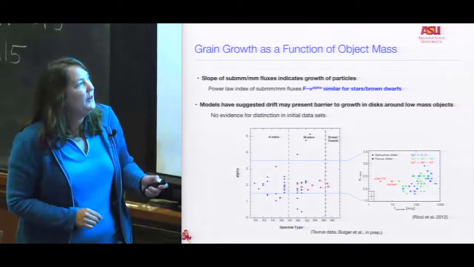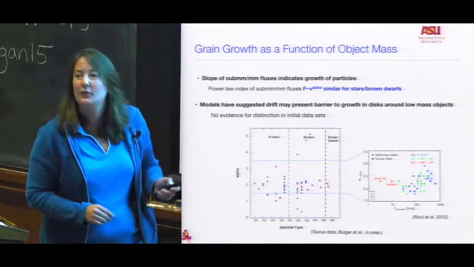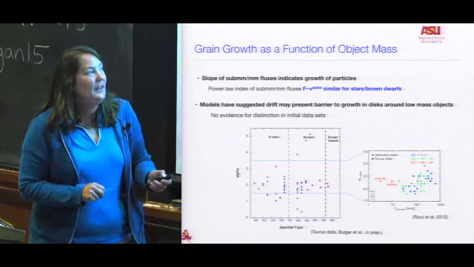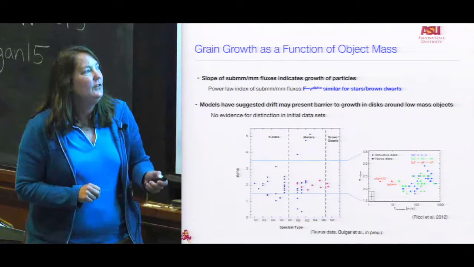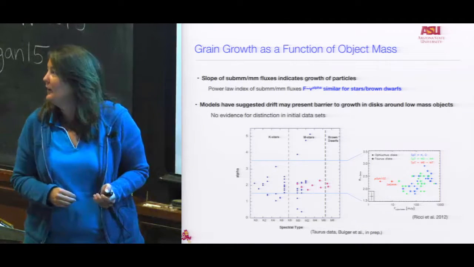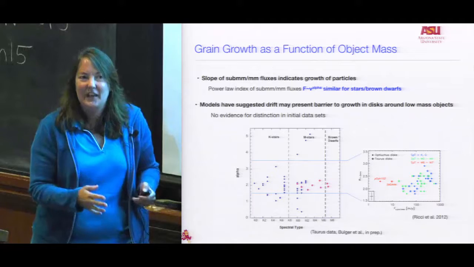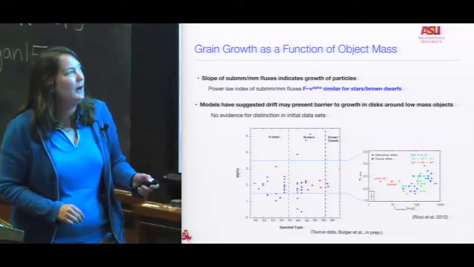So what was found on these initial two disks, these red points, those are two brown dwarfs in Ophiuchus. It was noted that that slope is really comparable to slopes that have been measured for higher mass stars. And so there's no clear indication yet, anyway, from these brightest two objects.